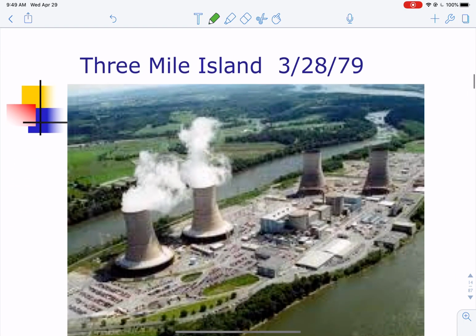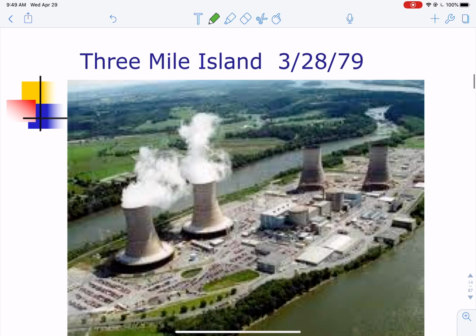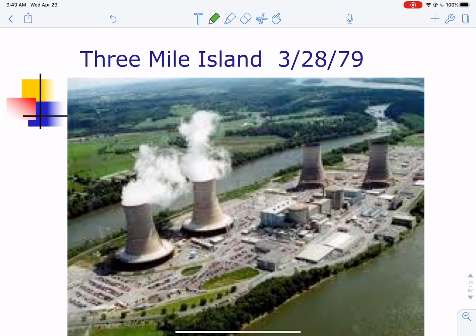Now, we've had some major issues. The first one occurred back in 1979. And this is a picture of Three Mile Island. Guess how long the island is? It's near Harrisburg, Pennsylvania. You've got a number of rivers that begin to meet here. The Susquehanna, the Monongahela, and Allegheny.